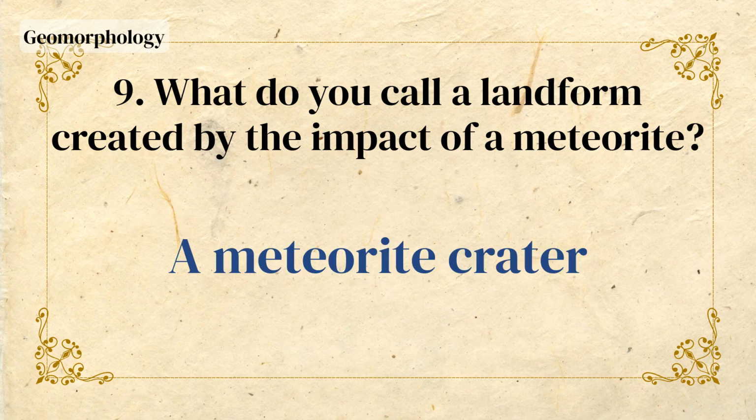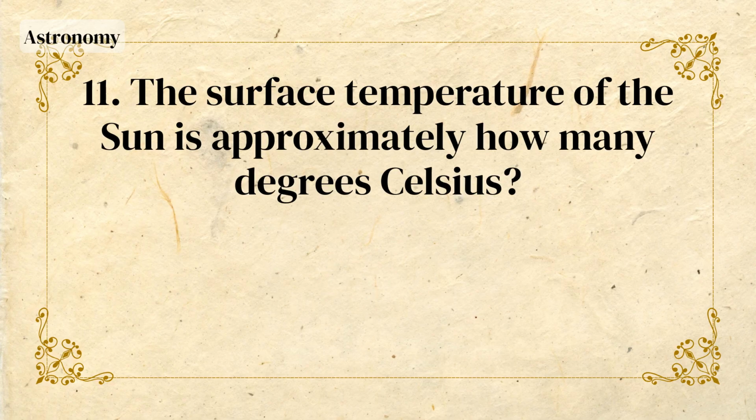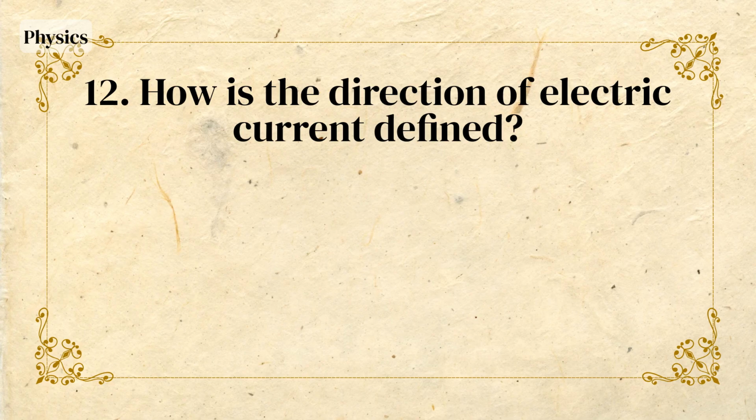A meteorite crater. What is the path called along which the Earth revolves around the Sun? Orbit. The surface temperature of the Sun is approximately how many degrees Celsius? About 6,000 degrees Celsius. How is the direction of electric current defined?